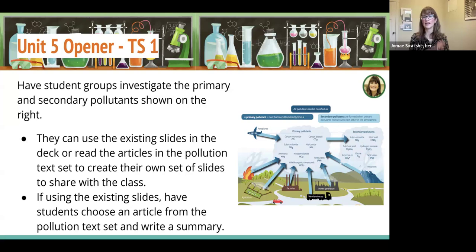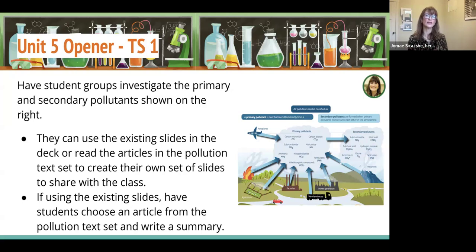Or they can read the articles that are in the pollution text set, and they could create their own set of slides. Obviously, that's going to take a little bit longer. So I think that's going to depend on how long your class periods are and whether you would want to spend more than one class period doing the unit opener. If you decide to use the existing slides, then once the students read the article on the pollution text set, they could write a summary to accompany that as well. So it just depends.